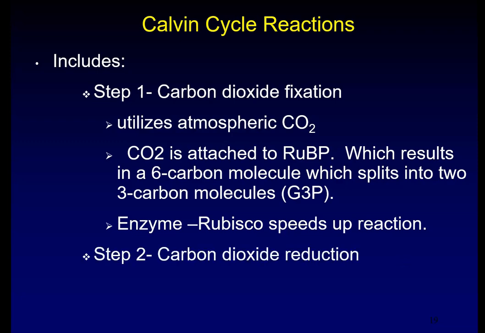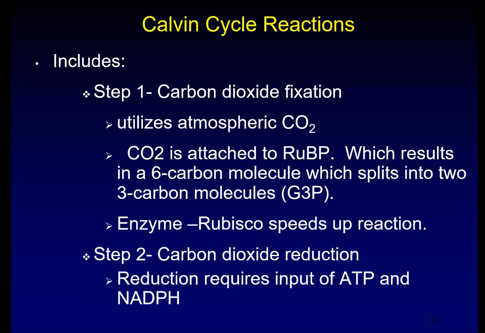All right, and then we said step 2 was the carbon dioxide reduction, and we know that the ATP is important in this reduction process, and the NADPH, releasing those hydrogen ions, is part of this reduction process in order to produce the G3P. So let's talk about G3P.